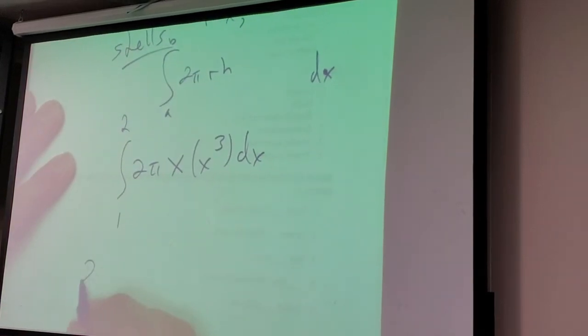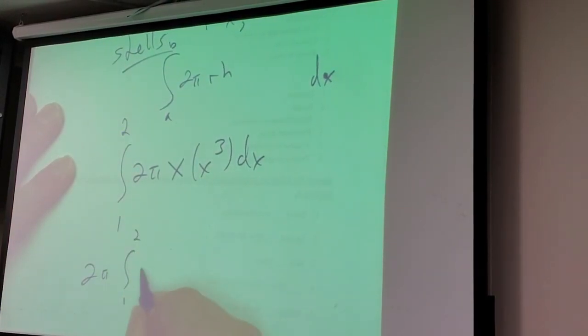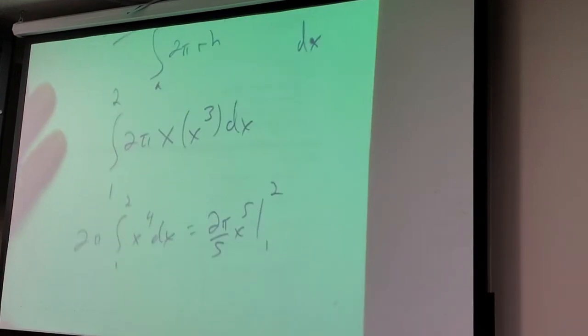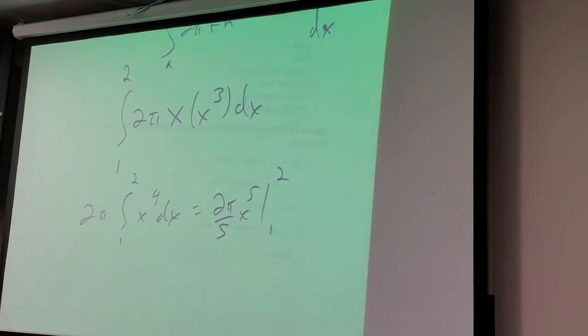And so now this is easy. This is boring. Sorry, just going to be honest. 2 pi over 5, x to the 5th from 1 to 2, and plug it in and get your answer.